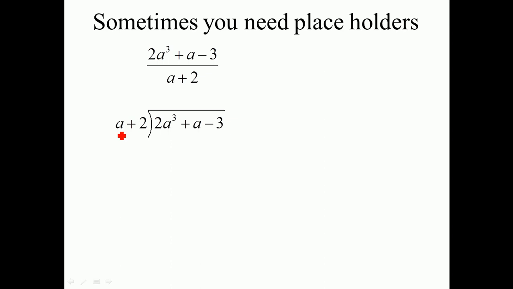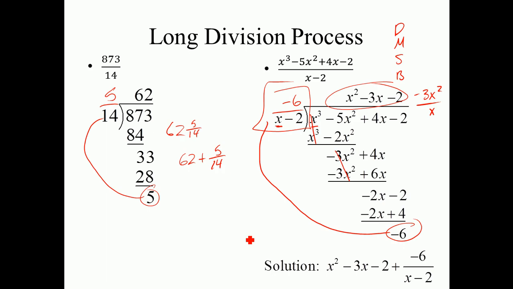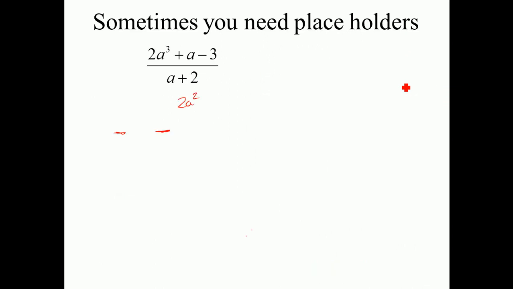All right, let's go through the algorithm. Looking at my first terms, how many times is a going into 2a cubed? I'm going to say it goes in a squared times. But notice there's no number to put the a squared over. Remember here, notice how all of the terms line up. You have x squares with x squares, x's with x's, and regular numbers with regular numbers. It has to be the same exact way here. But the issue that we have is there's no a squared.